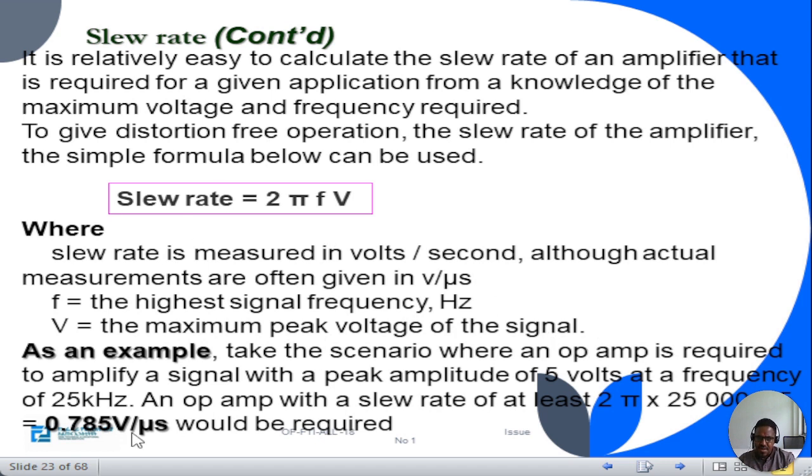Let's take a simple example. Take the scenario where an op-amp is required to amplify a signal with a peak amplitude of 5 volts at a frequency of 25 kilohertz. An op-amp with a slew rate of at least 2 pi times 25,000 multiplied by 5 volts, which is 0.78 volt per microsecond, will be required. So in each microsecond it requires about 0.785 volt change from input to output.